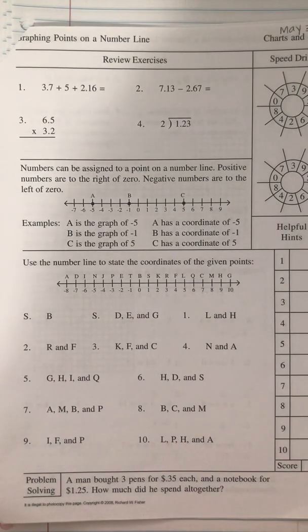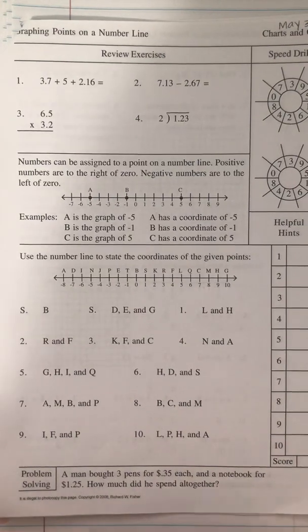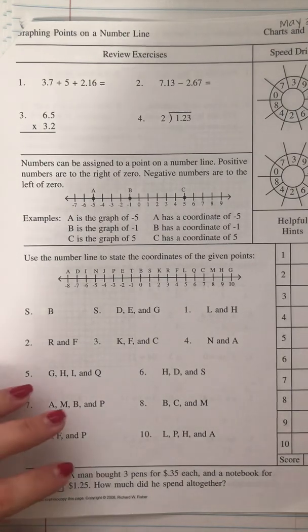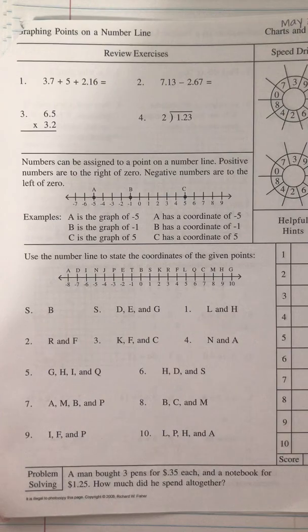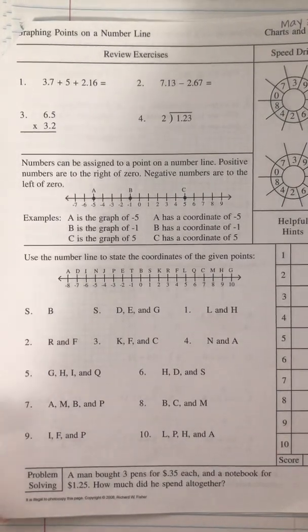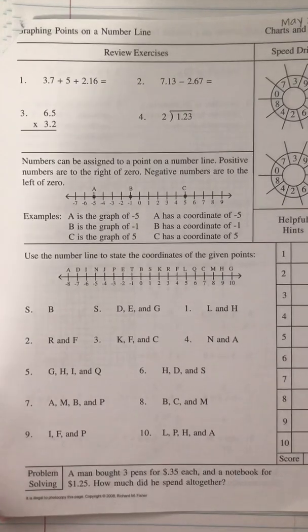So after you do your review exercises and speed drills, you will go to our second section here and look over your directions. So it says, numbers can be assigned to a point on a number line. We know that. Positive numbers are to the right and negative numbers are to the left. And thankfully, we have been using this for about a week and a half now. But now we are plotting points on the number line using letters.